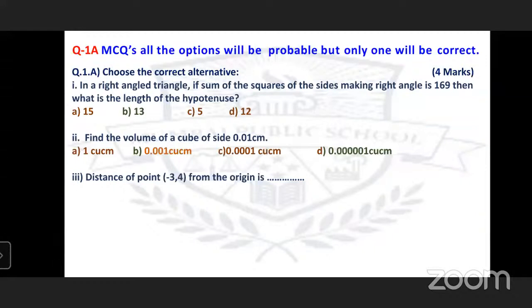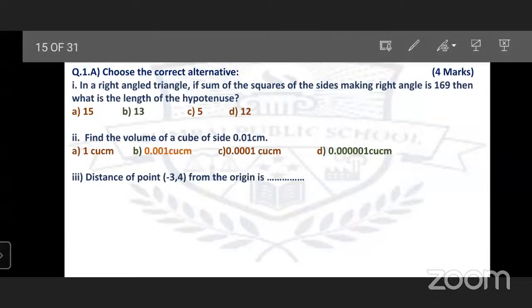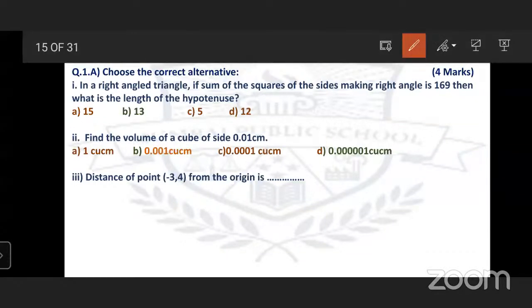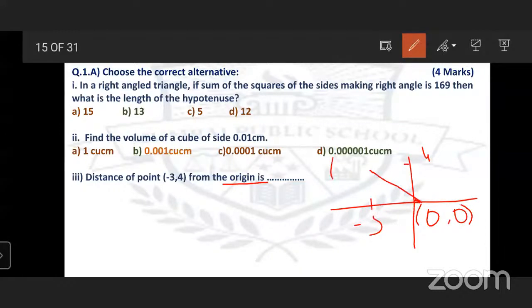So here you have to find the distance of points. In this question, one point is given and the word is origin. So this is the origin, and the coordinate of origin is (0, 0). And the next point is (-3, 4). So -3 is here and 4 is here. So this is the point. You have to find the distance between the origin and this point (-3, 4).